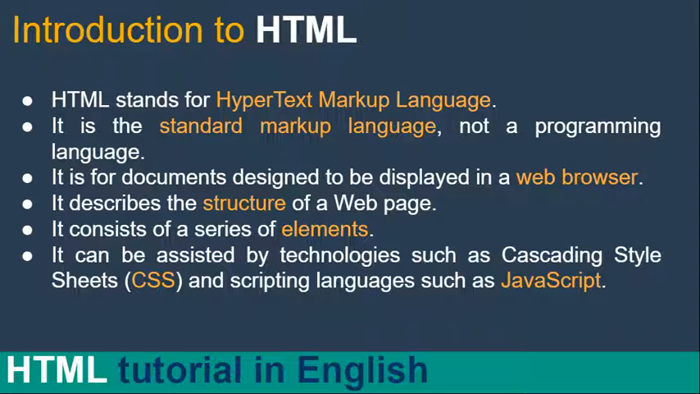So it consists of a series of elements. That means whenever you are going to develop or design a web page, during the developing time, you will use elements, which are the building blocks of your web page. Those elements will define the things that you are going to display on your web page, be it images, video, audio, lists, structured lists and tables, etc. It can be styled by technologies such as Cascading Style Sheets, that is CSS, and scripting languages such as JavaScript.